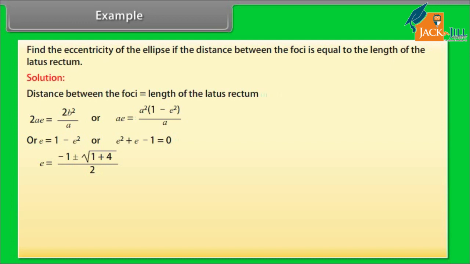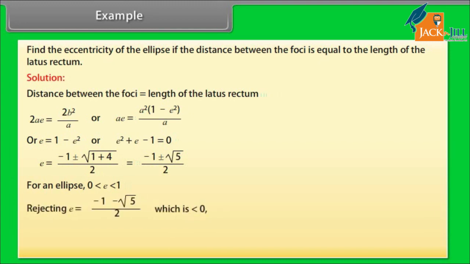(-1 ± root of (1 + 4)) upon 2, which is equal to (-1 ± root 5) upon 2. For an ellipse, 0 is less than e is less than 1. Rejecting e equal to (-1 - root 5) upon 2, which is less than 0, we have e is equal to (root 5 - 1) upon 2.